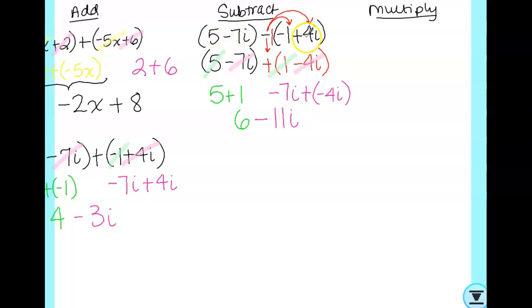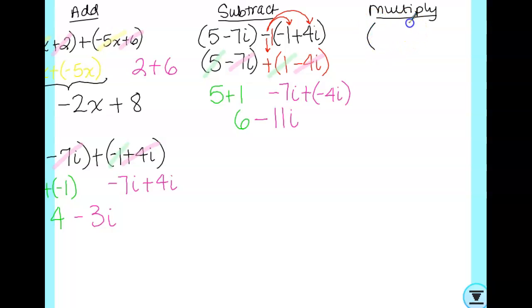So we started off with two complex numbers, we changed it to addition, added them together, and we got a new complex number. So again, every time that we start with two complex numbers, whether we're adding, subtracting, or even multiplying, what we're going to end up with is another complex number. So in the last one, I'm going to show you how to do multiplication.